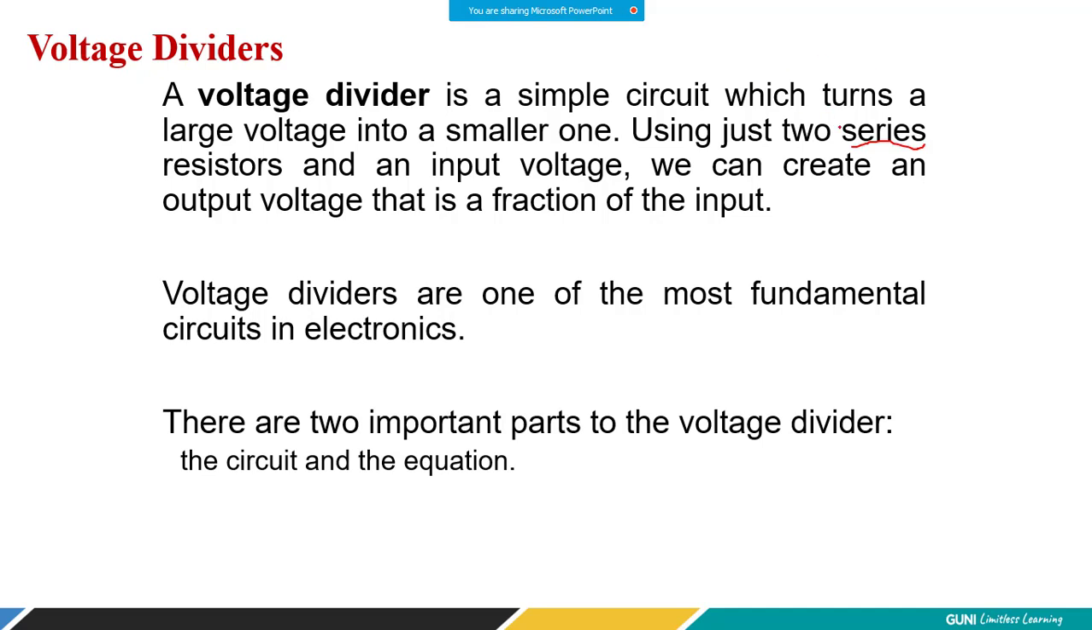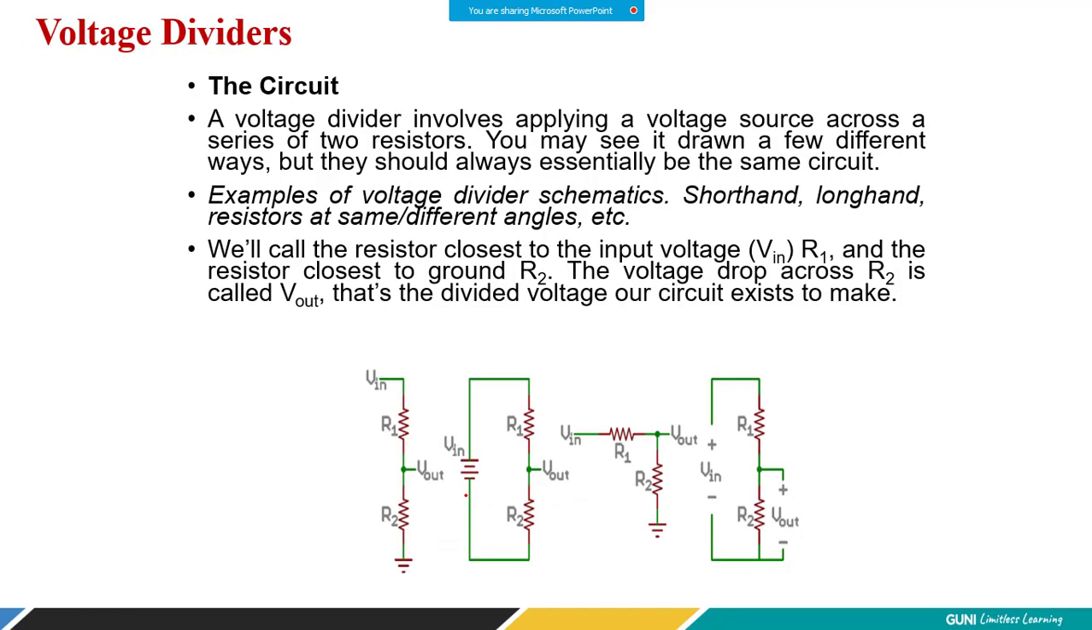So using just two series resistors and an input voltage, we can create an output voltage that is a fraction of the input. And what would be that fraction? It depends on the value of the resistance that you select. Voltage dividers are one of the most fundamental circuits in electronics. This is very important for you. There are two important parts to the voltage divider: the circuit and the equation. So let's look at that circuit and the equation.